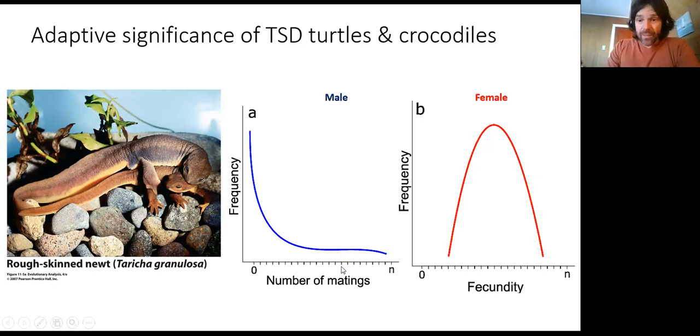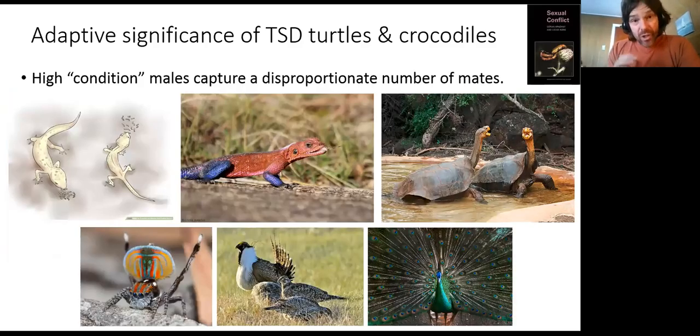And it's not as if it's just a few lucky males that this is occurring to. Their phenotype is non-random with respect to mating success. It's high condition males that capture a disproportionate number of mates. And what I mean by condition is general health, vigor, how vigorous they are, fat reserves, how tough they are. It's a catch-all term to describe the quality of the male phenotype, or the quality of the phenotype in general. And we know that condition is important in terms of mating success and sexual selection.